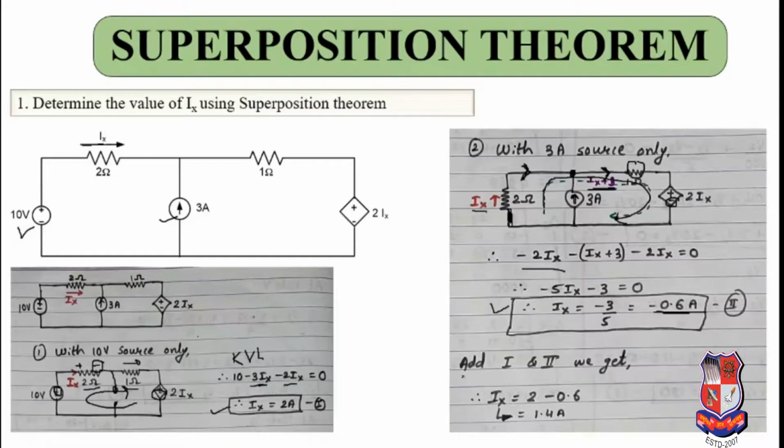Now what you have to do is add these two results. Ix will be equal to this 2 ampere and this minus 0.6 ampere, which gives you 1.4 ampere. So Ix will be equal to 1.4 ampere. This is your answer. Now I request that you also solve this by using the KVL or KCL method and check whether you are comfortable with KVL and KCL equations. So this is the first numerical for superposition.